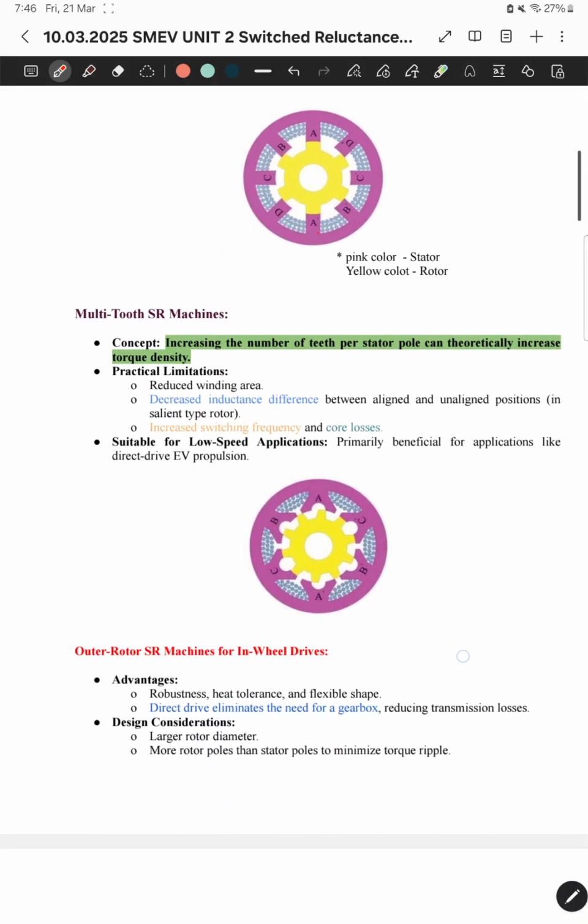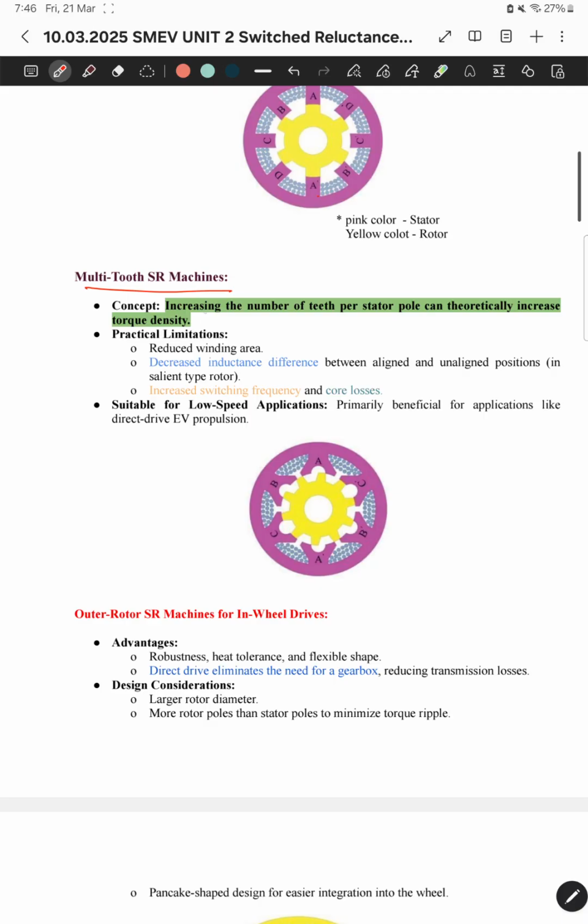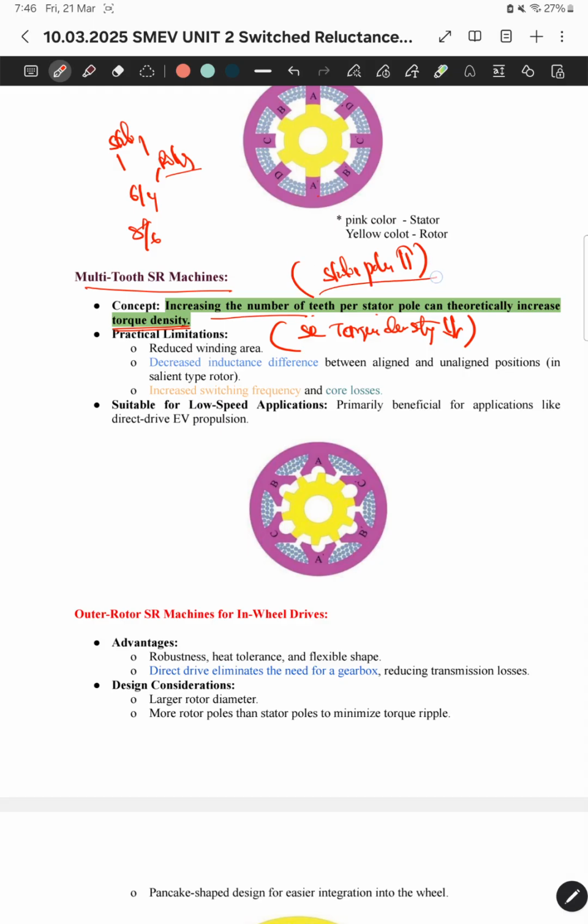And let's try to consolidate it in terms of multi-tooth. That means if I have more than 2 teeth, then I can say multi-tooth. By increasing the number of poles, just now we have discussed 6x4 and 8x6, where the first one stands for stator and the second one stands for rotor. In general, increasing the number of teeth per stator pole can theoretically increase the torque density. This is what we discussed: previously it was said that the torque density in the SR motor is less. Now by increasing the stator poles, torque density can be improved.